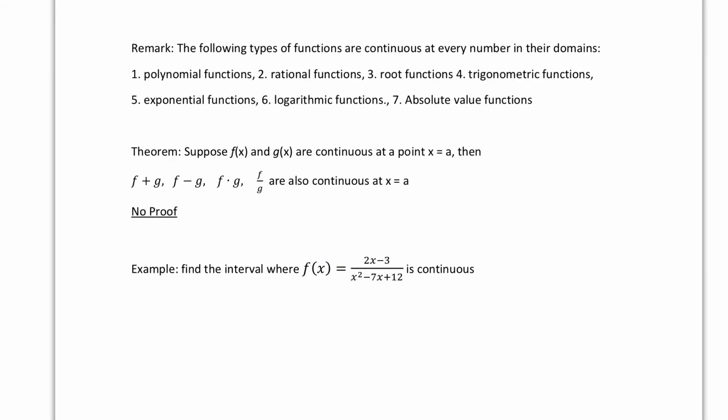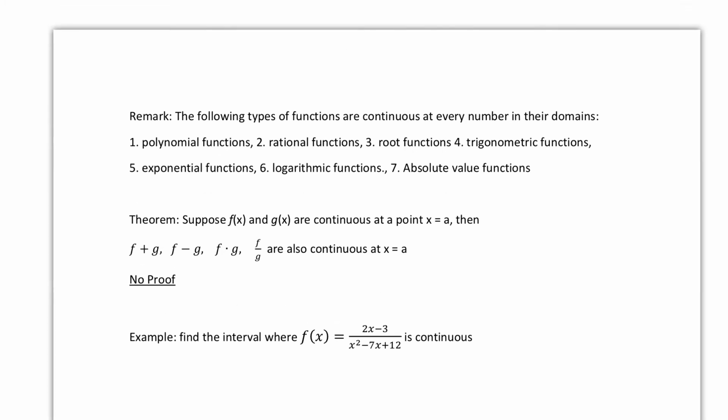Now, we're not going to prove this, but as a remark, the following types of functions are also continuous at every number in their domains. So polynomial functions, which we just proved, but also rational functions. A classic example would be your swoosh graph, 1 over x. It's not going to be continuous at certain locations, which we'll look at, but everywhere it's defined, you're going to be able to draw it, no big deal.